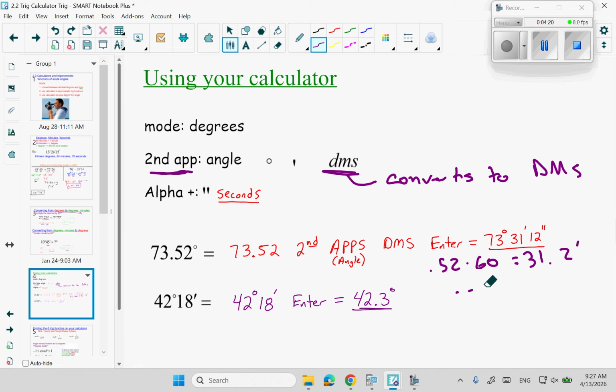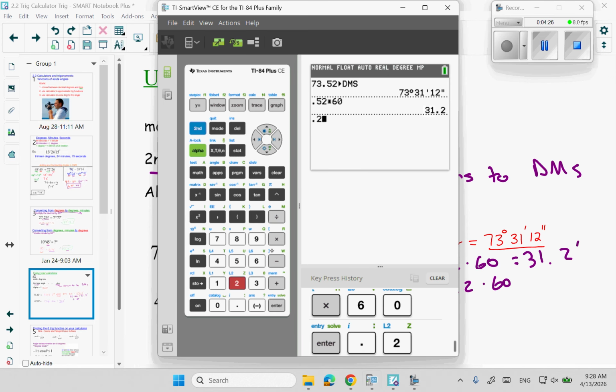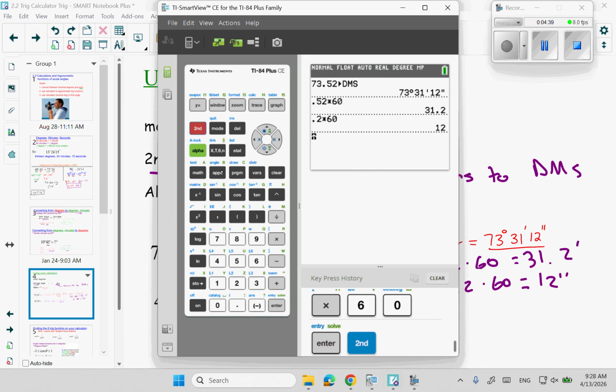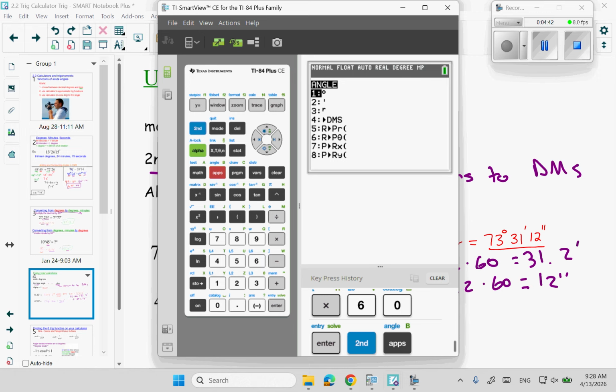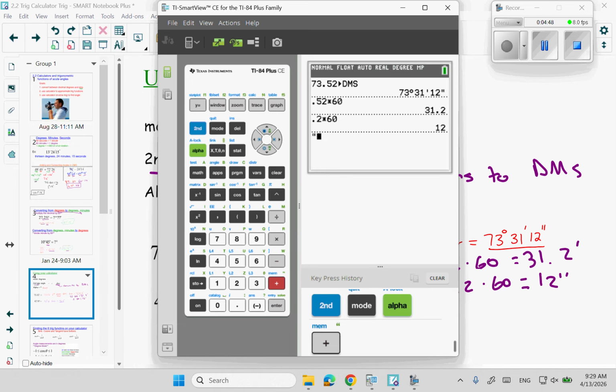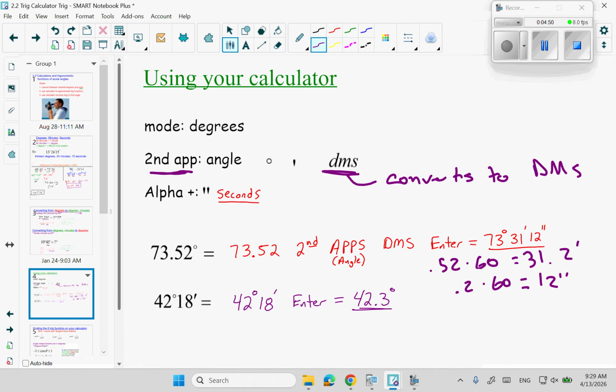And then I would take 0.2 and times that by 60. So 0.2 times 60 gives us 12. So that's where we get the 12 seconds. So we actually get the same answer either way. Now, you will notice that if I go second apps, I don't have a seconds in there, the 2 dashes. That is actually alpha plus, gives us the seconds there. Nice thing is it actually works the other way.